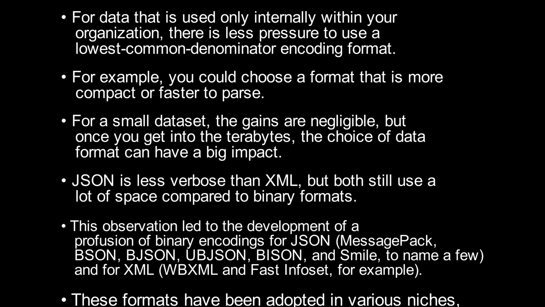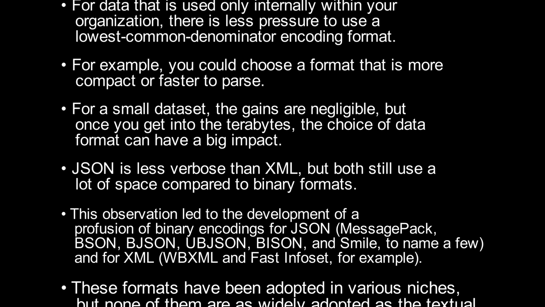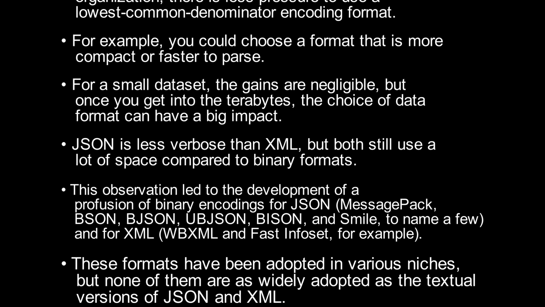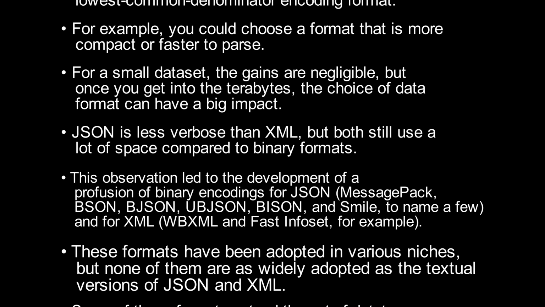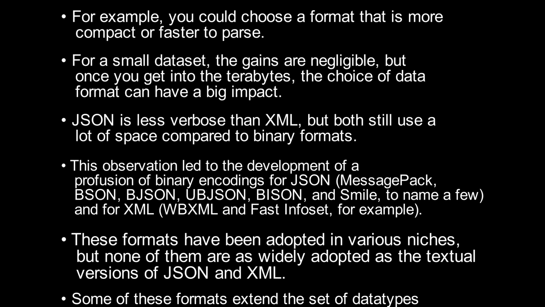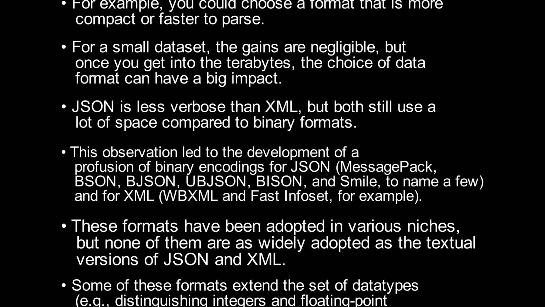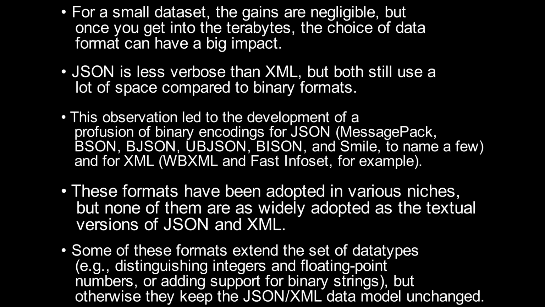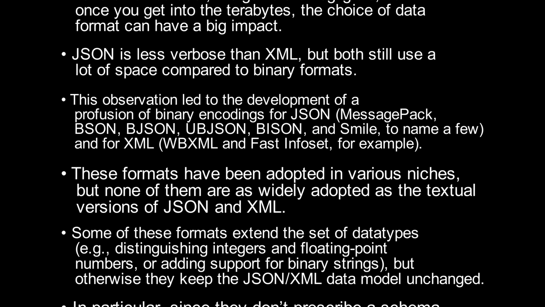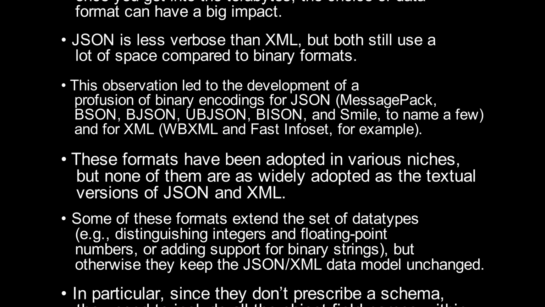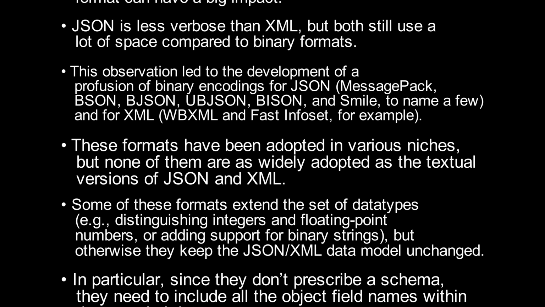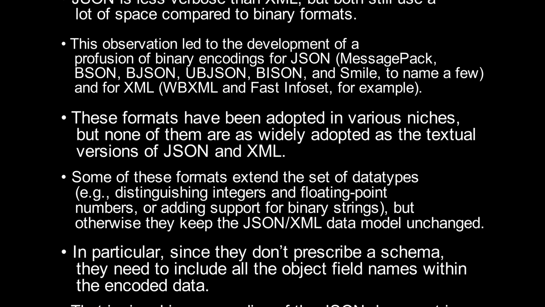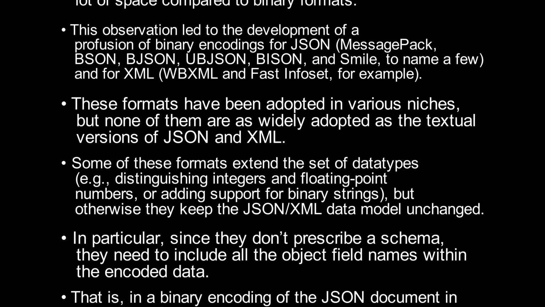This observation led to the development of a profusion of binary encodings for JSON: MessagePack, BSON, BJSON, UBJSON, BISON, and Smile, to name a few, and for XML, WBXML and Fast Infoset, for example. These formats have been adopted in various niches, but none of them are as widely adopted as the textual versions of JSON and XML. Some of these formats extend the set of data types, for example distinguishing integers and floating-point numbers, or adding support for binary strings, but otherwise they keep the JSON/XML data model unchanged.